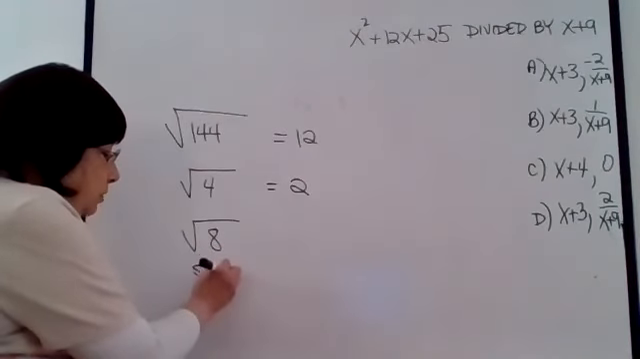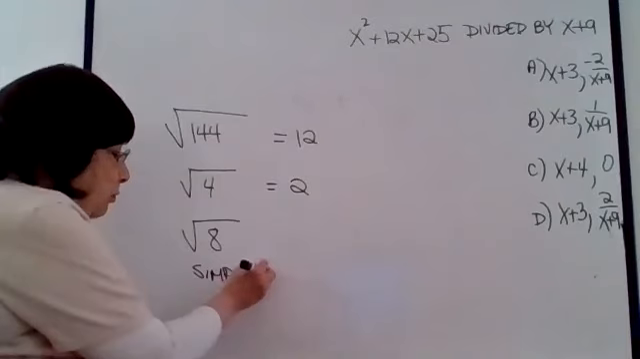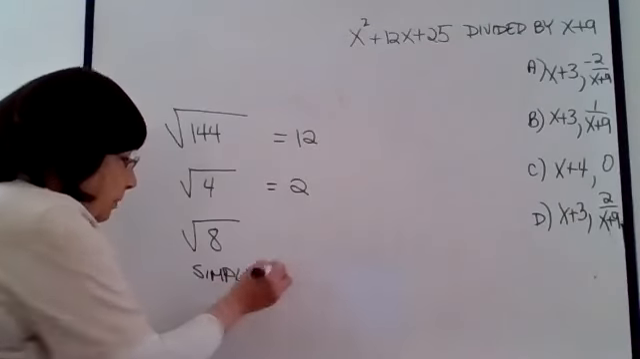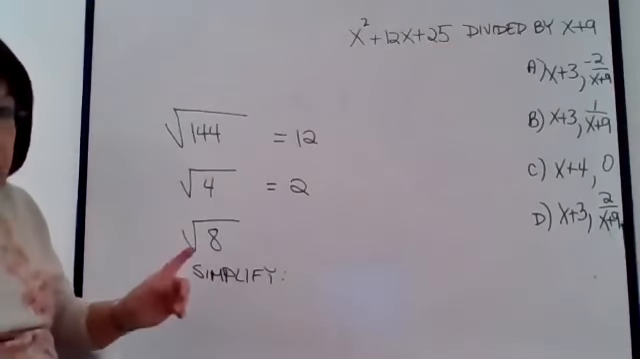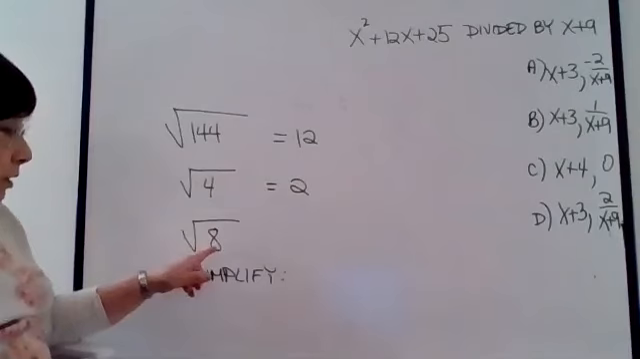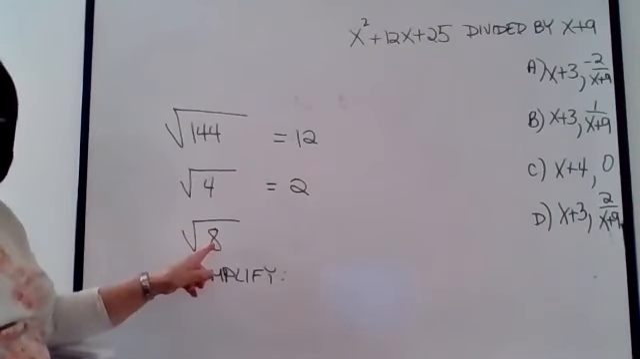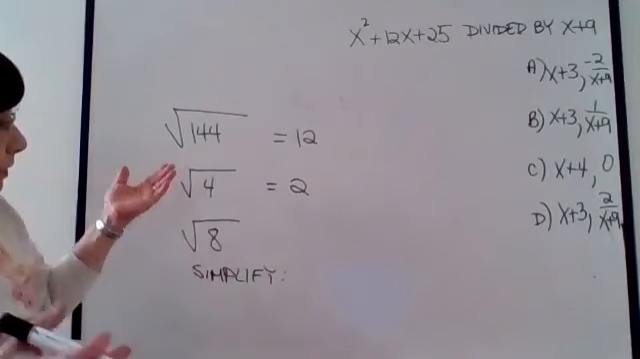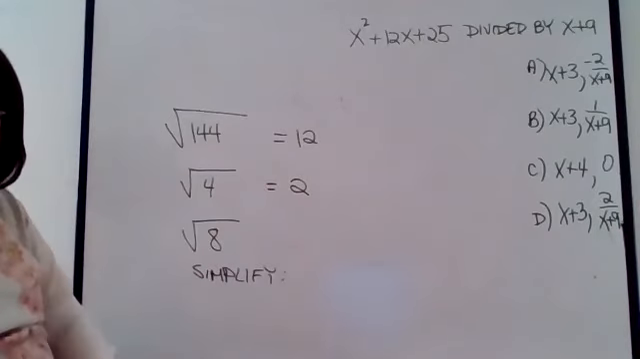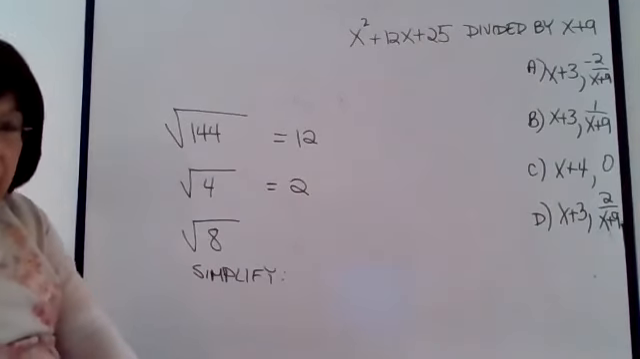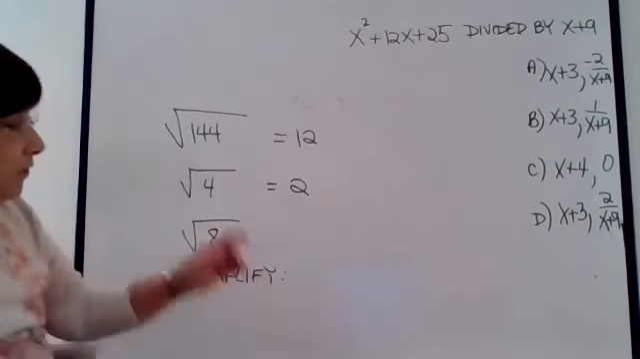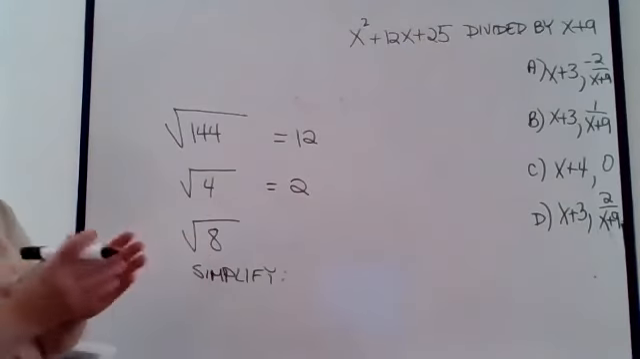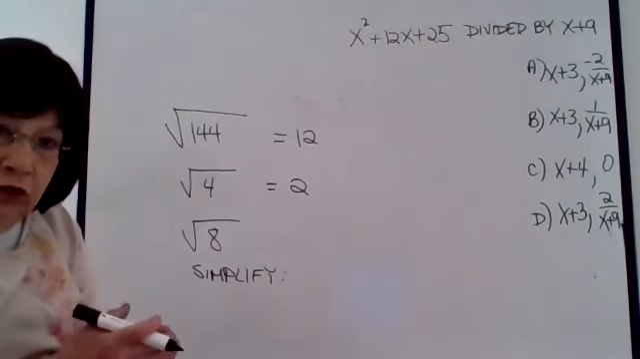So that's the first thing we want to learn how to do. How do we simplify a radical? And here's what we do. We look at our number inside a radical. If it's a perfect square, then there's no problem. Just change it to its equivalent. If it's not a perfect square, break the number up into 2 parts.